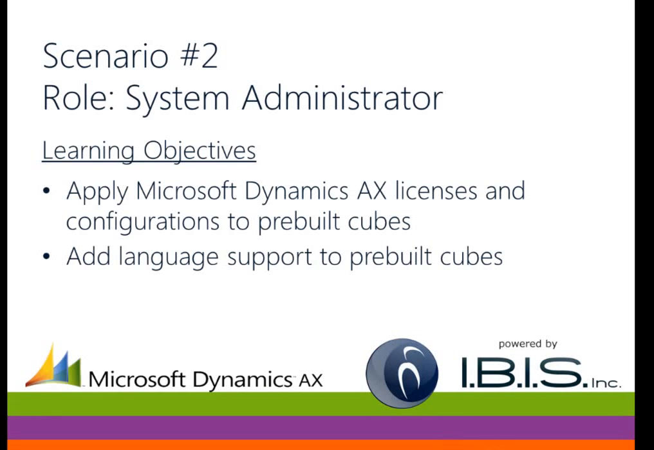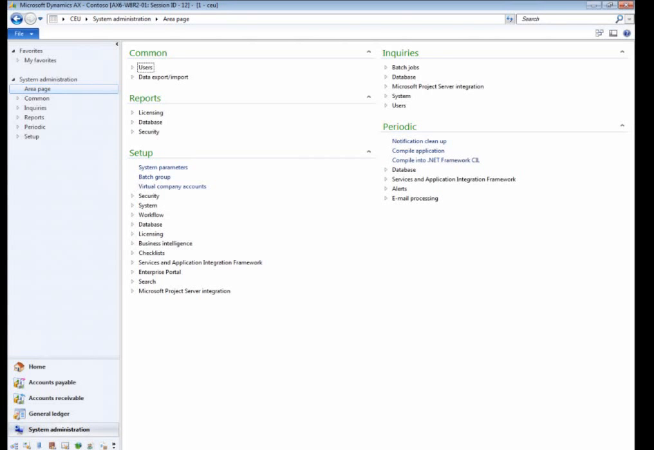In this second scenario, your learning objectives will be to apply Microsoft Dynamics AX licenses and configurations to pre-built cubes, and add language support to pre-built cubes. Whereas cube configuration used to be a complex manual process, now the process can be done in several minutes and without requiring special BI skills. To demonstrate this, your first task will be to configure Microsoft Dynamics AX 2012 pre-built cubes for licenses and configuration.